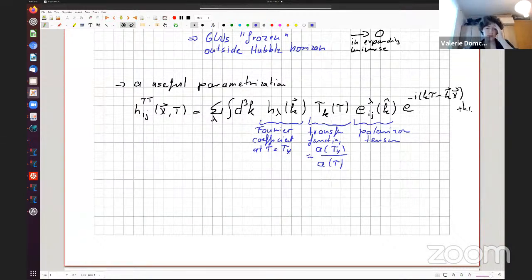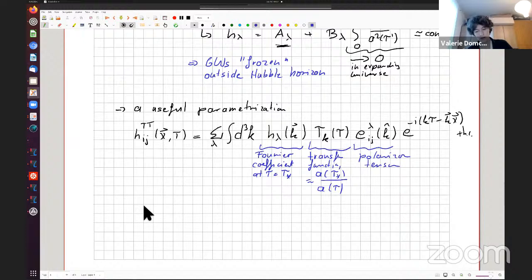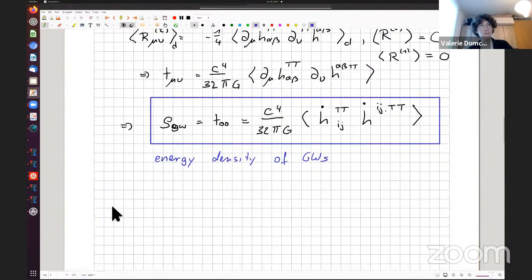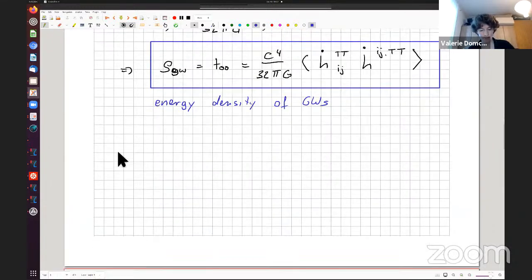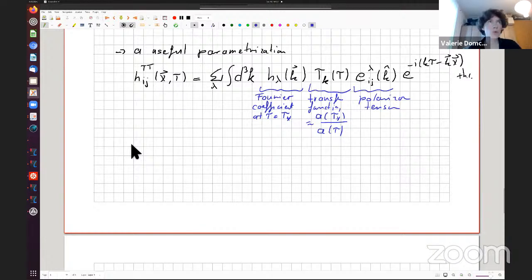So now we can use this parametrization and go back into our expression for the energy density of the gravitational wave, right? So we now want to take this expression and plug it into this guy here. And we're going to make use of one additional observation, and that is we're going to make use of homogeneity and isotropy in the universe.